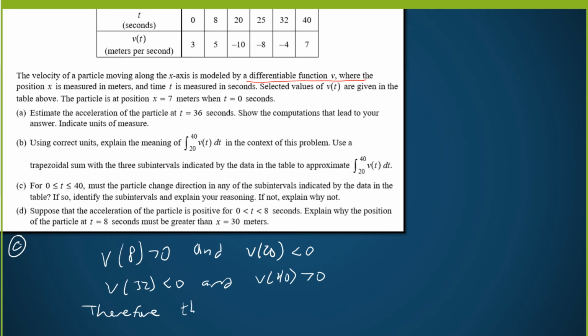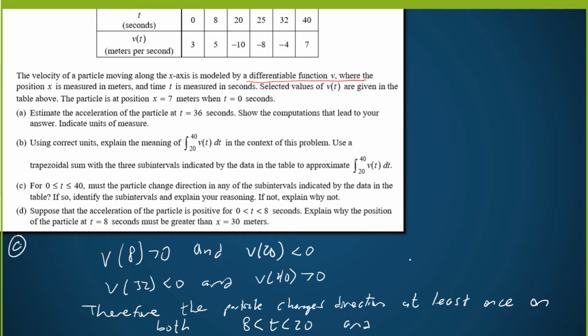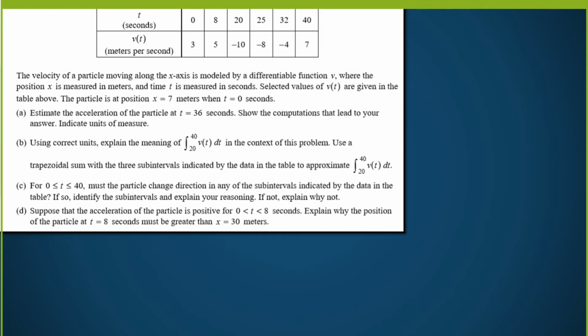Okay, so the particle changes direction at least once on both 8 is less than t is less than 20 and 32 is less than t is less than 40. Any questions on C? No. Okay, last one.